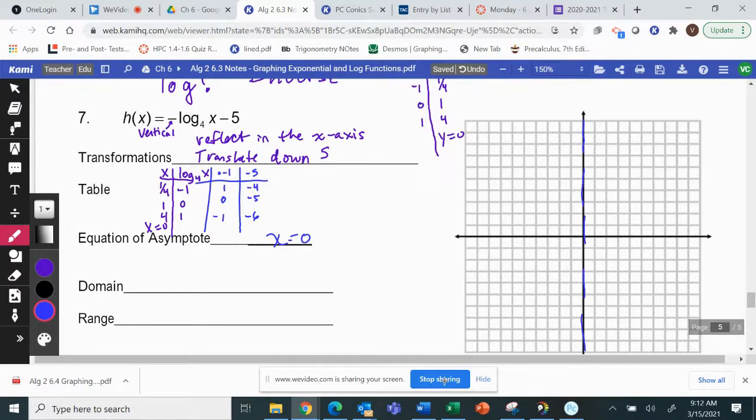So I've got x equals 0. I've got 1/4, -4; 1, -5; and 4, -6. My domain is x is greater than 0. My range is all real numbers.